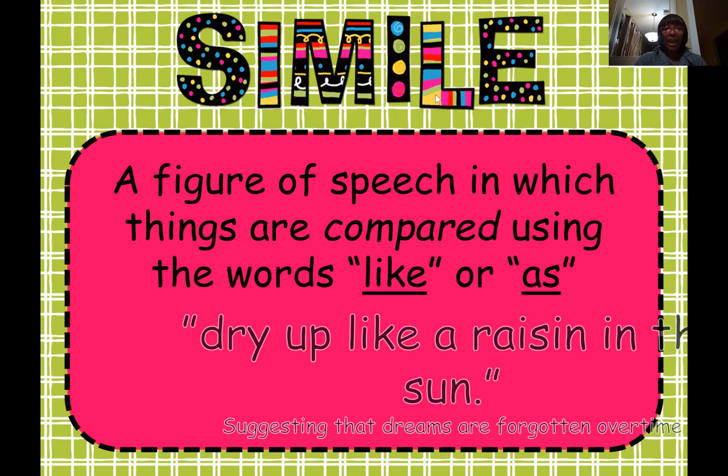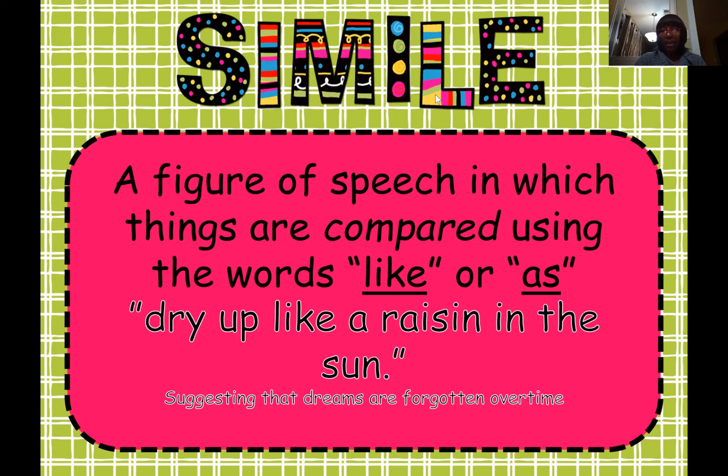The example that I have here, I'm using Harlem: dry up like a raisin in the sun. We know that the poem is talking about dreams, and he says that when they're deferred, they dry up like a raisin in the sun. Well, think time. Do you think Langston Hughes was truly talking about a raisin drying up in the sun, or was he talking about something else? Did he mean something else? So go ahead and think about that.